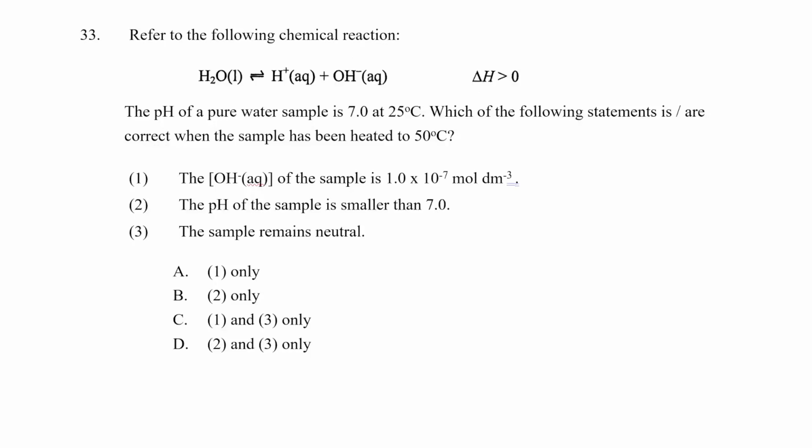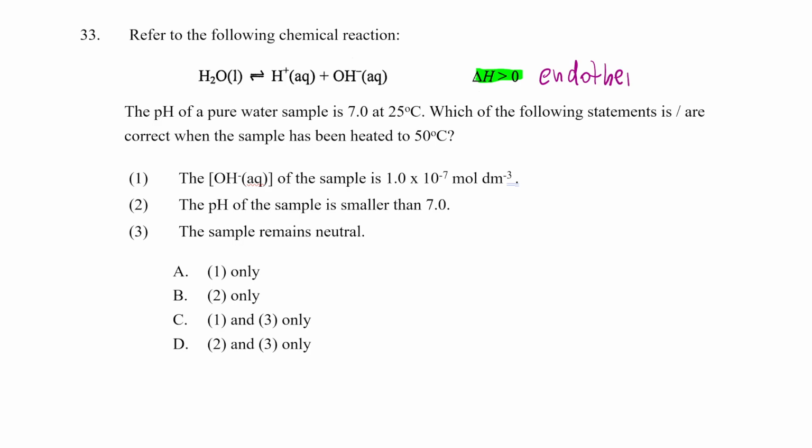2020 question 33. Refer to the following chemical reaction. Here you see that water is being dissociated to form hydrogen ions and hydroxide ions. And delta H is greater than 0, which means this is an endothermic reaction.